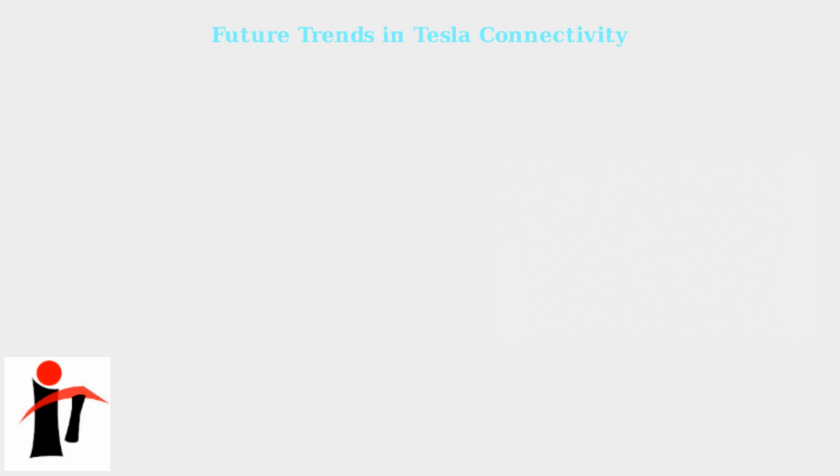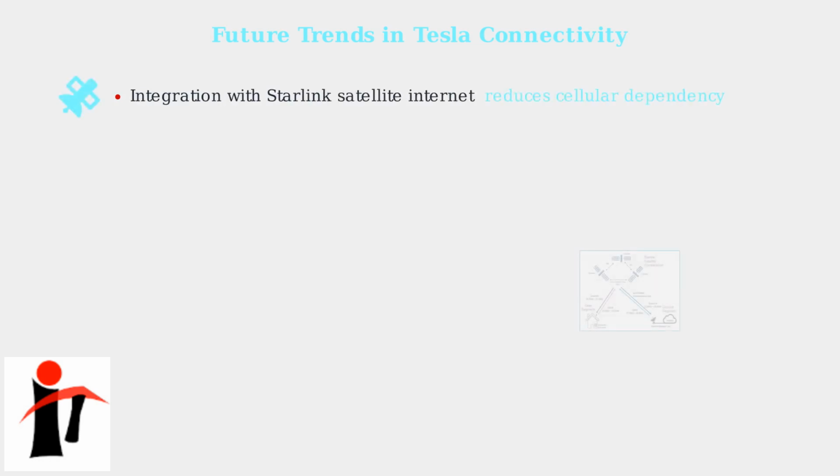Tesla is actively enhancing vehicle connectivity resilience to address disconnection issues. Integration with Starlink satellite internet aims to reduce cellular dependency, especially in remote areas where traditional networks struggle. This could improve connectivity speeds from basic cellular levels to high-speed satellite connections.